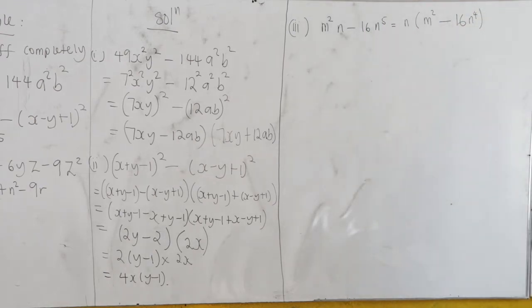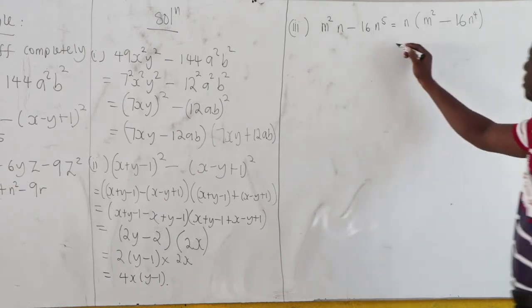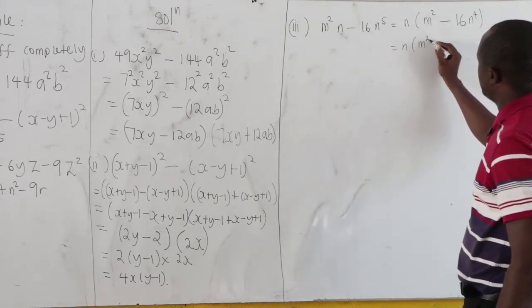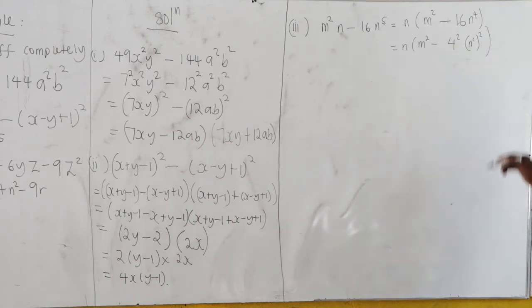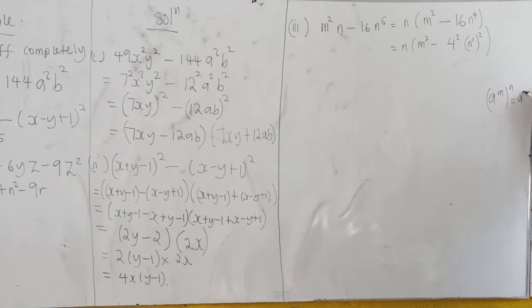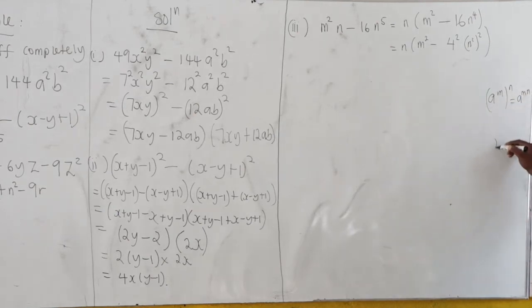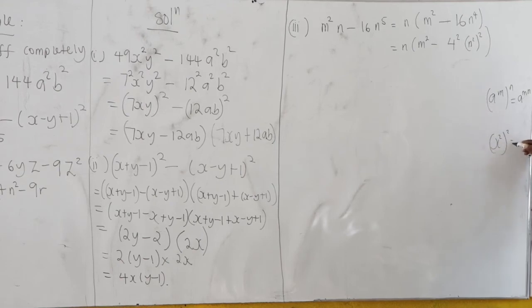And here we can apply difference of two squares. We can get some squares here. So we have n, we have m squared. Now 16 is 4 squared, and we can change this to n squared all squared. Why this? Because there's a property which says that if you have a^m all to the power n, this is equal to a^(mn). So if I have x squared all to the power 2, it is x to the power 2 times 2, which is x to the power 4. And if I have a to the power 3 all to the power 2, that is a to the power 3 times 2, and 3 times 2 is 6.